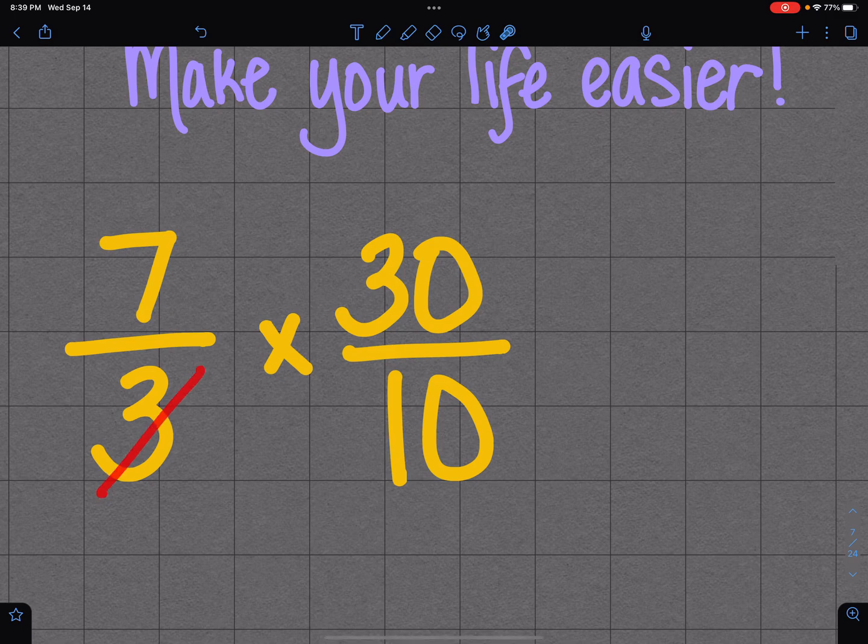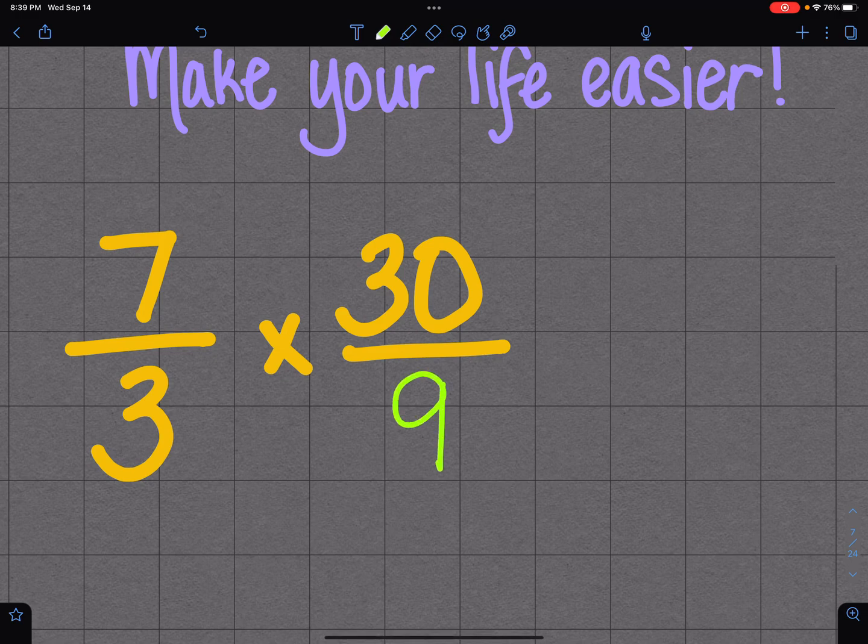But if 3 goes into 30, you can still do a cancellation because you can keep the ratio the same. So 3 goes into 30 10 times. This is not the same problem that is in the book. I just noticed that this should be a 9. Now it's the same as the problem you have in the book. So this is the problem on page 17. It's labeled C, about halfway down. 7 over 3 times 30 over 9. That's the original problem. I was so excited to cancel, I made that a 10.